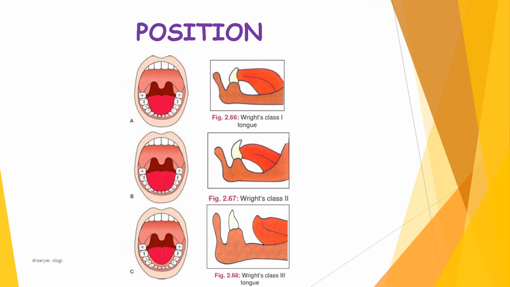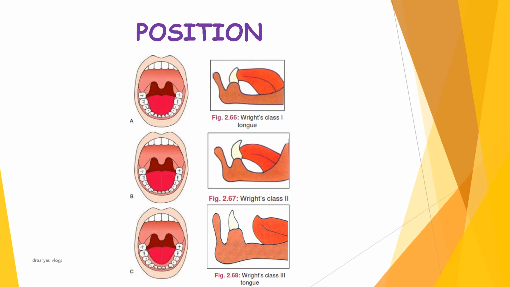That is class 1. Class 2, the tongue is flattened and also broadened, but the tip is in normal position. And class 3, the tongue is retracted and depressed into the floor of the mouth with the tip curled upwards, downwards or assimilated into the body of the tongue.